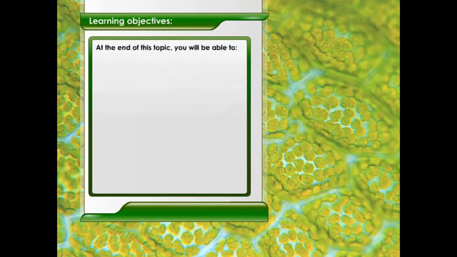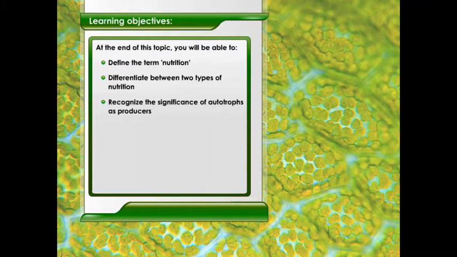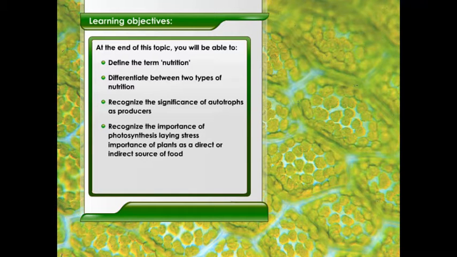Learning objectives. At the end of this topic, you will be able to define the term nutrition, differentiate between two types of nutrition, recognize the significance of autotrophs as producers, recognize the importance of photosynthesis, laying stress on the importance of plants as a direct or indirect source of food, and explore the role of plants and animals in maintaining the balance in nature.